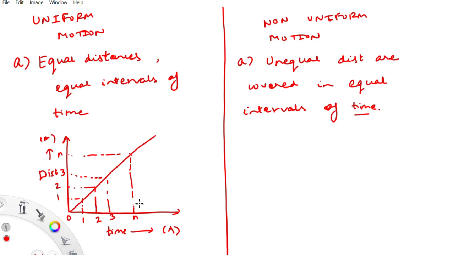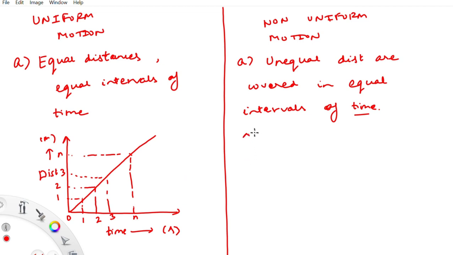So there is a pattern. After every 1 second, you're covering 1 meter extra. So that becomes a pattern of uniform motion. There's a consistency in motion. So you can say that there's some uniformity, there's some consistency. Why? Because this object or this moving particle is covering equal distances in equal intervals of time.